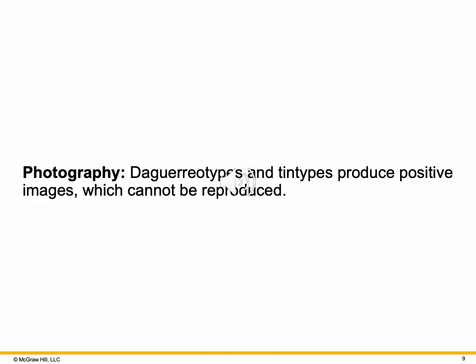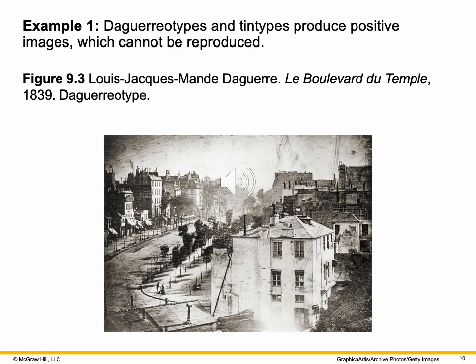Photography. Daguerreotypes and tintypes produce positive images which cannot be reproduced. For all its early success, the daguerreotype was ultimately a blind alley for photography. The process results in a positive image, or an image in which light and dark values appear correctly. The image is unique and cannot be reproduced. The plate is the photograph.